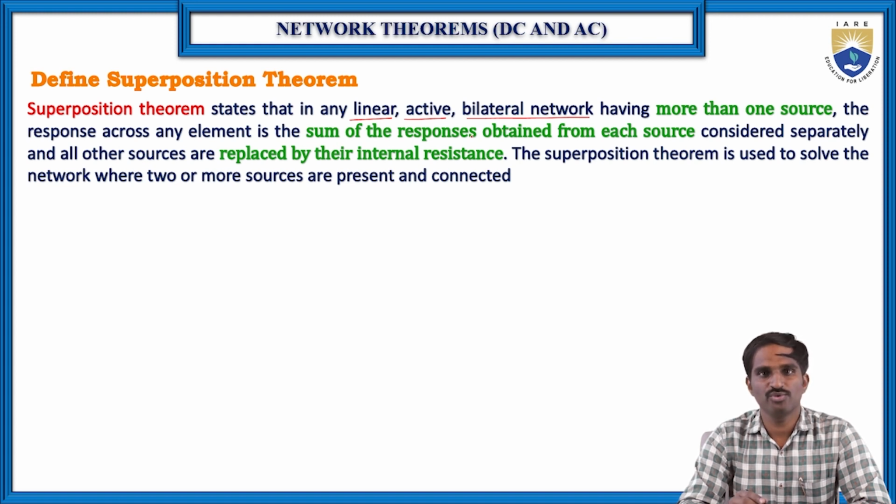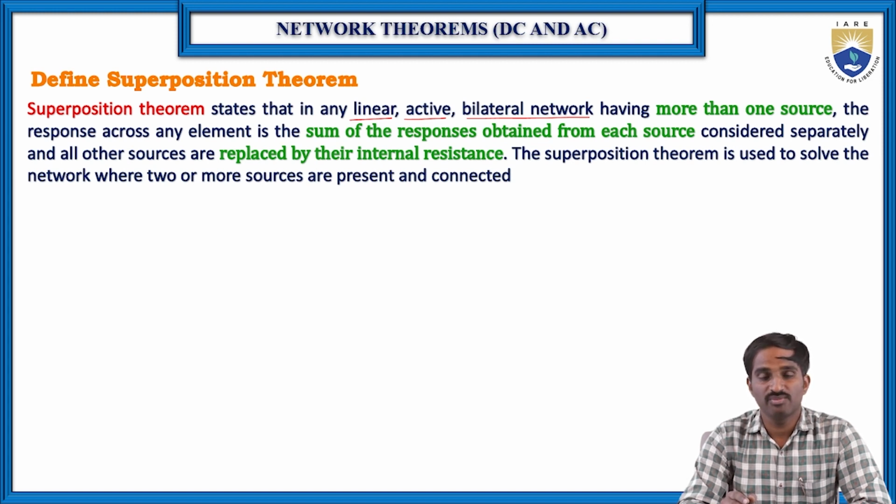So the superposition theorem states that in any linear active bilateral network having more than one source, which means this theorem is applicable to networks having more than one source, the response across any element is the sum of the responses obtained from each source considered separately. The response here is nothing but either voltage or current.